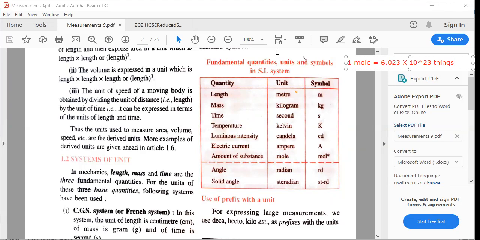So these are fundamental. Then there is something called luminous intensity. Intensity related to light, light energy. That unit is candela. Time is measured in second. Temperature is measured in Kelvin. Electric current we have already studied, ampere. Then there is something called angle. It is measured in radians. Normally we measure angle in degrees, but the standard unit given for angle is radian, and for solid angle, steradian.